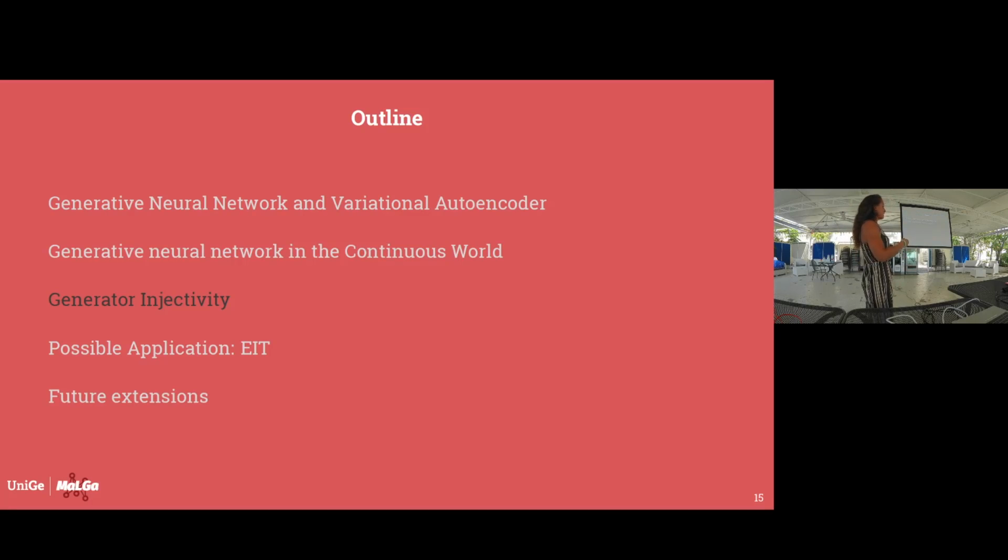Now we study generator injectivity. As I said before, we study generator injectivity to obtain Lipschitz stability of our algorithm. The algorithm that I showed you at the beginning has two steps, the training step and the iterative step.